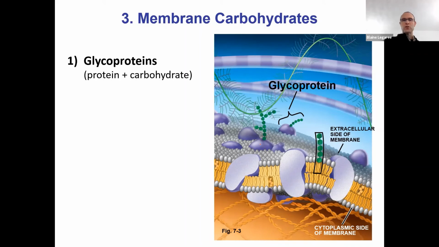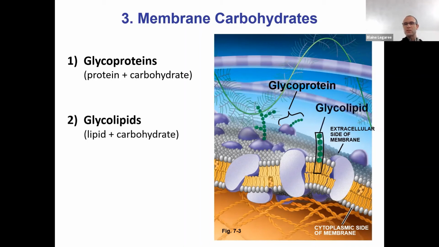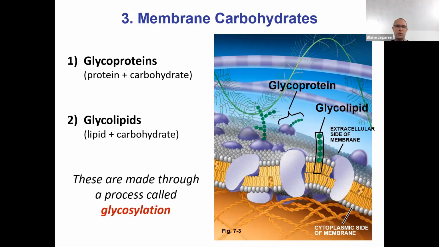So you can see this image here. We've got that embedded protein, and that little green structure stretching off it is a carbohydrate. Some of them are glycolipids. Same idea. Now you have a phospholipid, and there's some carbohydrate attached to it. And these things are made through a process called glycosylation. There's that word glyco, which means carbohydrate. Glycosylation means the process of adding a carbohydrate.